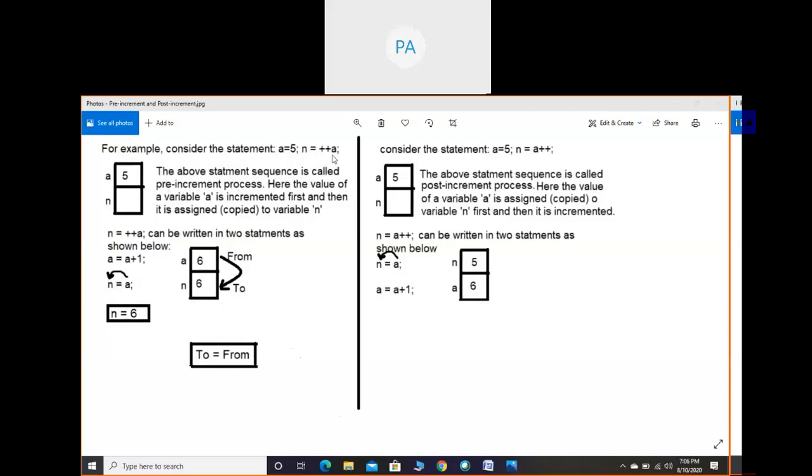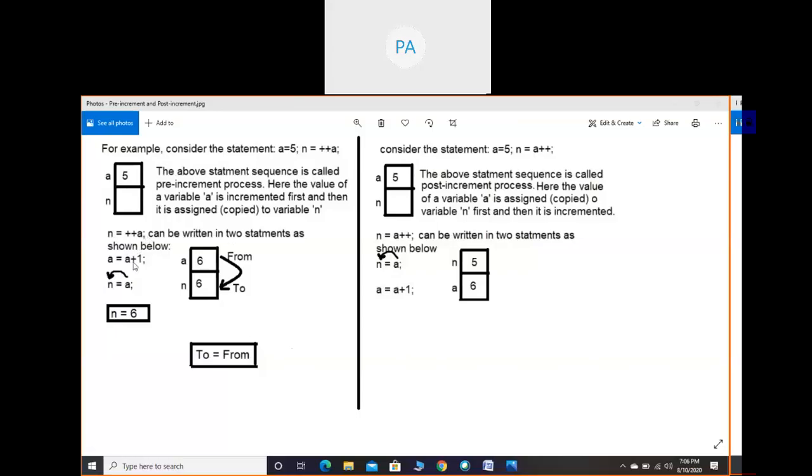process. Here the value of variable a is incremented first. That means plus plus a means the value of a will be increased first. So a equals 5, after plus plus a it becomes 6, then it is assigned, copied, to variable n. After the incrementation, that is after the value of a becomes 6, that new value 6 is copied to variable n. So finally, in the last memory representation, a equals 6 and n equals 6. So n equals plus plus a can be written in two statements as shown below.